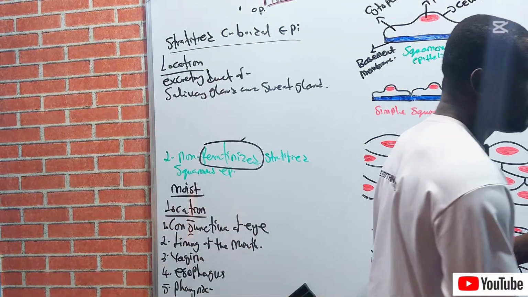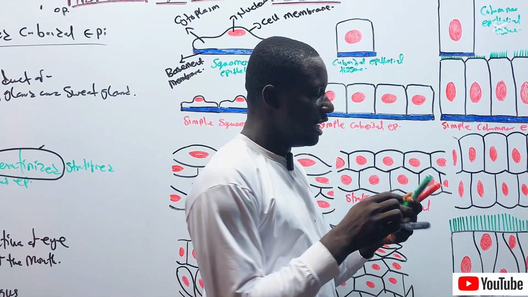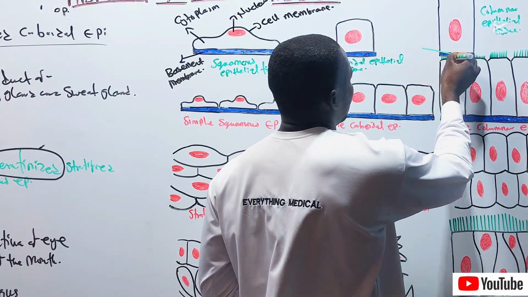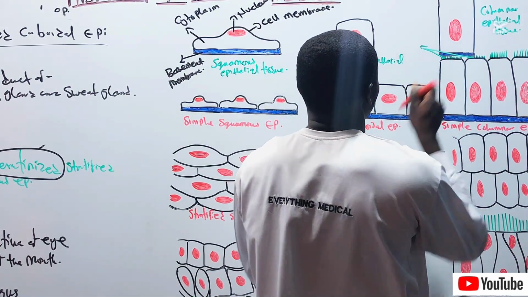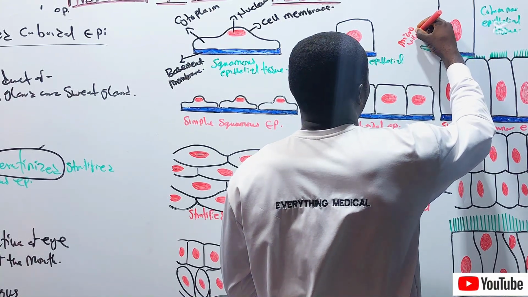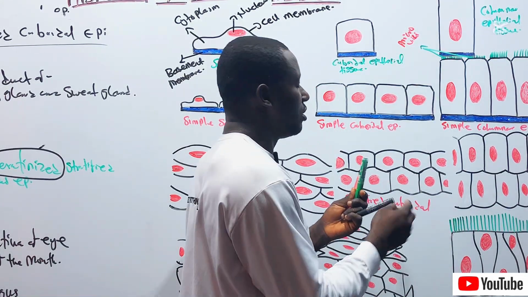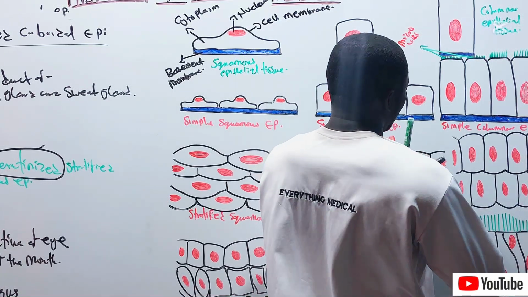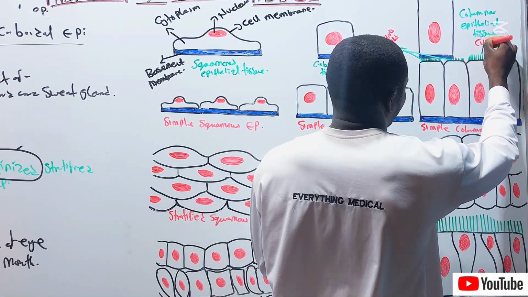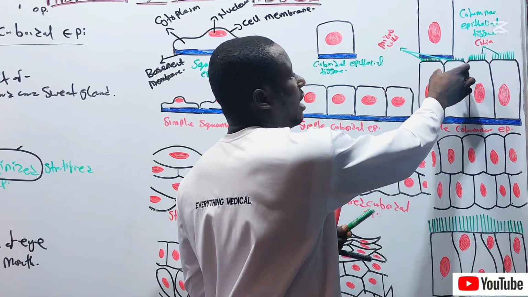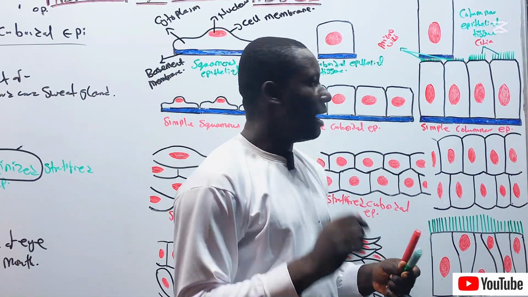Now let me take you back to this simple columnar cell. Recall that the microvilli are usually small compared to cilia. So this here is the microvilli. The cilia are much taller compared to it. So this is the cilia. Recall that the microvilli are found in the small intestine, while the cilia are located in the trachea and the uterine tubes. Bear it in mind.